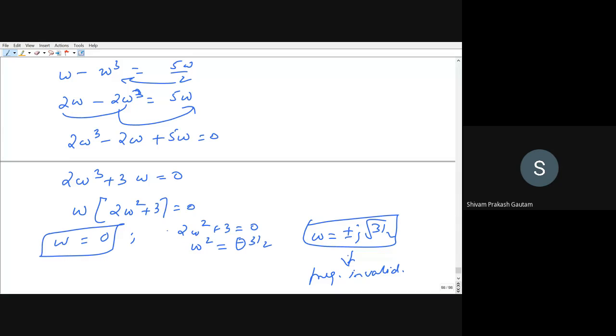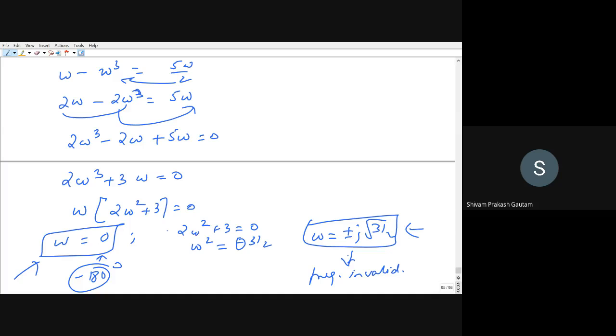So omega is equal to 0. So our plot will cut minus 180 degree line at only one frequency. And what is that frequency? That is omega is equal to 0. Our plot will cut minus 180 degree line at only one value of omega, that is omega is equal to 0, because the other becomes invalid.